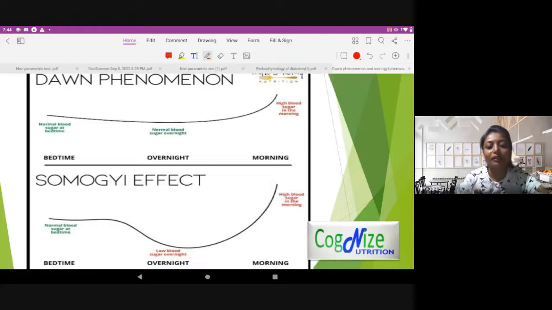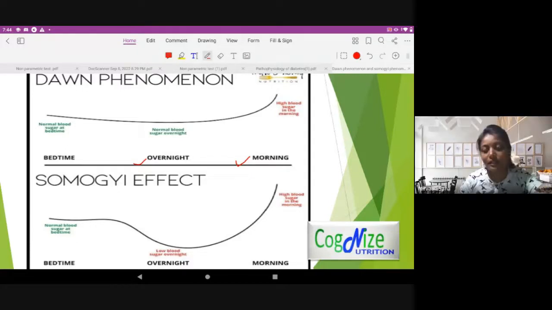Here we have a comparative study. We are learning about the glucose levels in three different stages: bedtime, overnight, and morning hours. At the beginning of the class, I told you that in the morning hours the blood glucose level will be high. In both cases the blood glucose level is higher, right? That is what the graph is showing you. Can you tell me among these two, which is showing high blood glucose level in the morning hours? Somogyi effect.